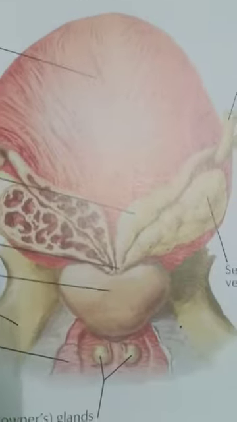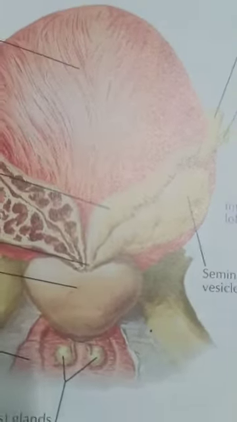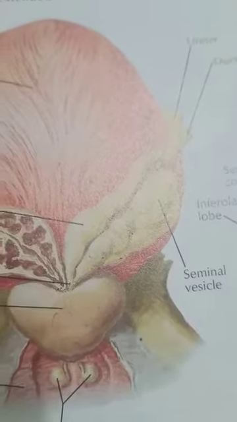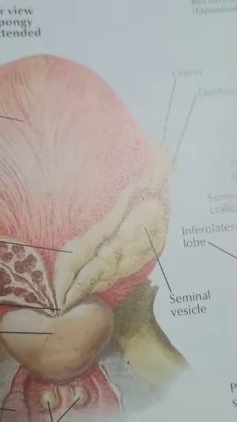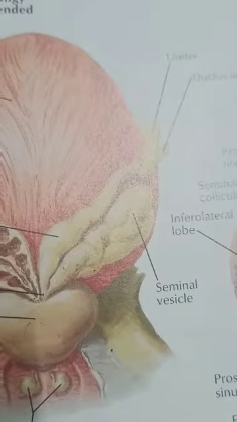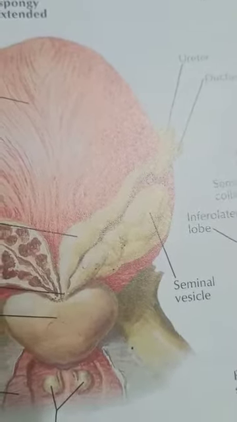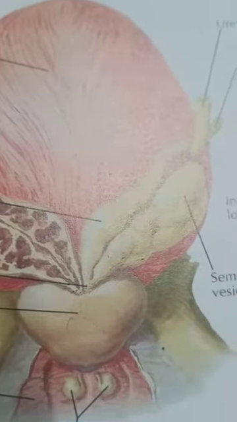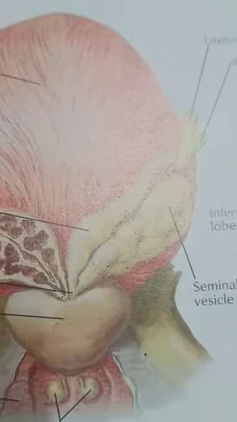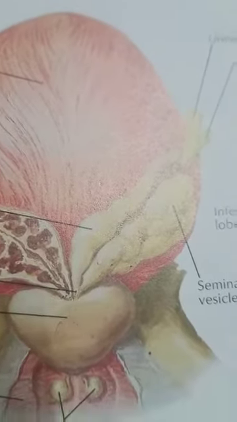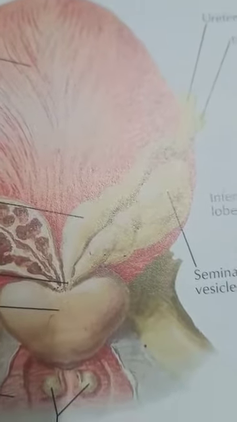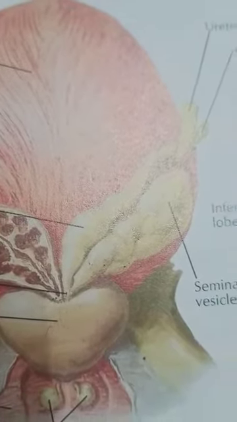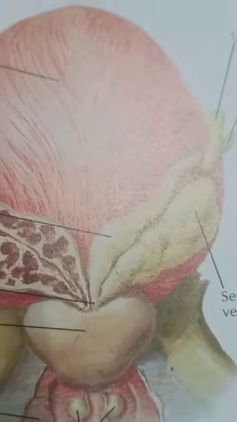Then coming to the blood supply of the prostate gland. The prostate gland is mainly supplied by the inferior vesical, middle rectal and internal pudendal arteries. Venous drainage: veins from the prostate gland form a plexus between the two capsules, the false capsule and the true capsule, then finally drain into the vesical plexus, and then into the internal pudendal vein and the internal iliac veins.